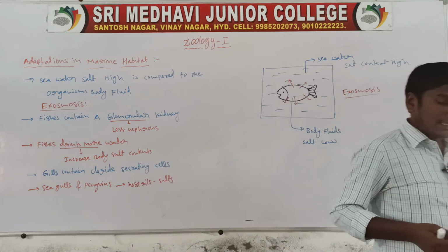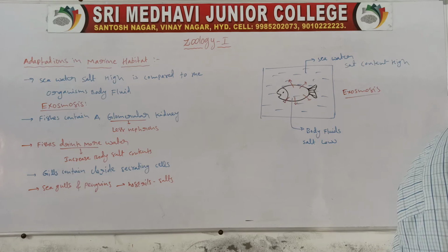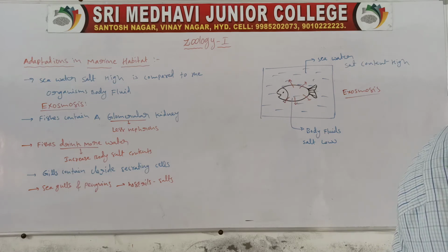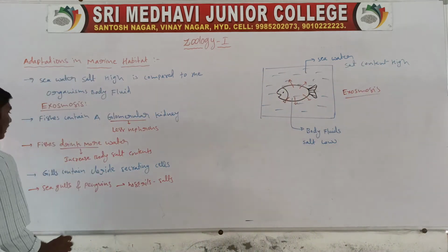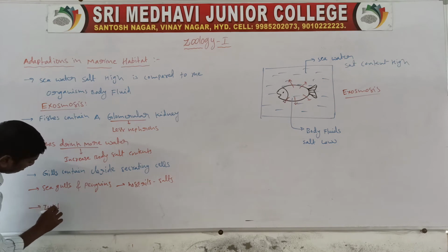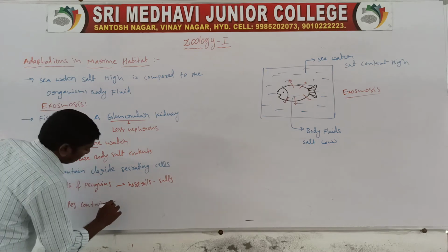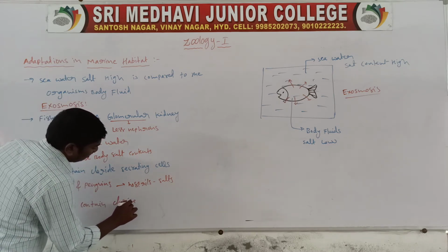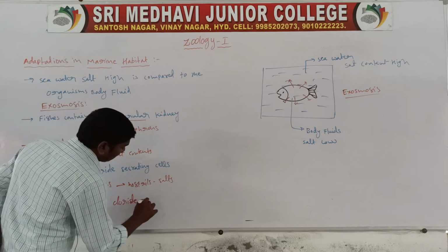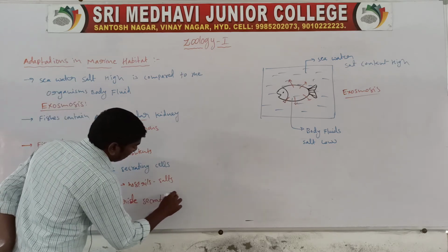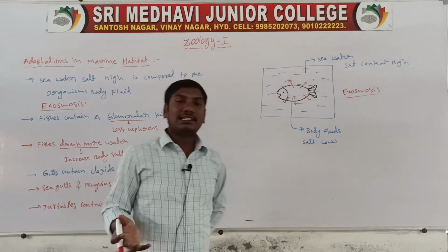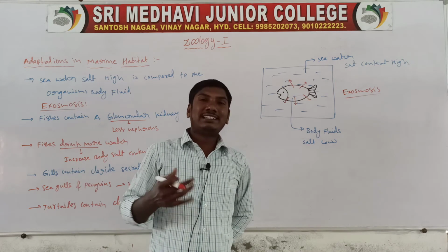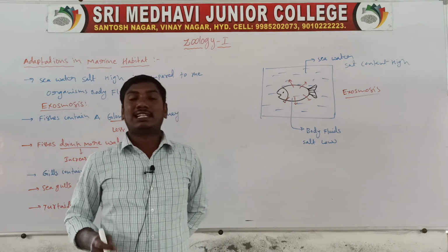Next, the tortoises. Tortoises contain chloride secreting glands. These glands remove the excess amount of wastage, the excess salts.